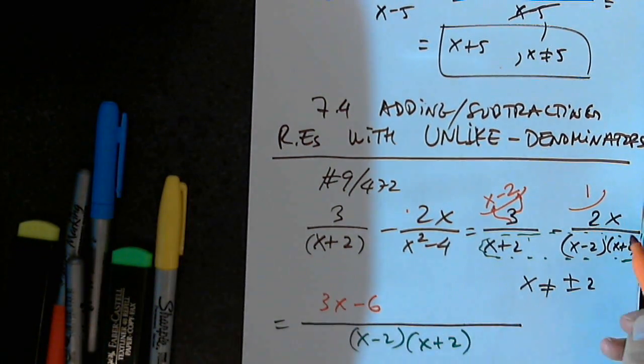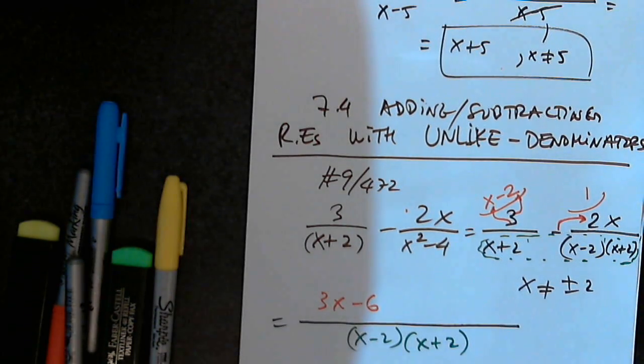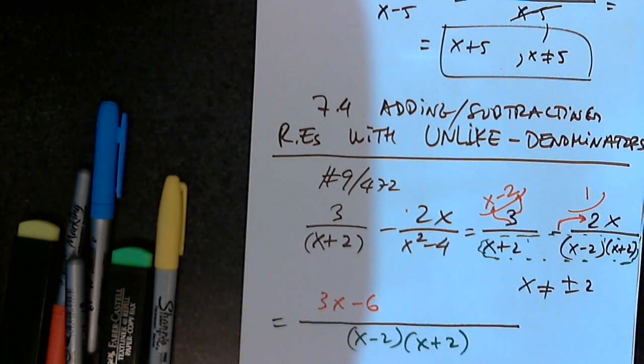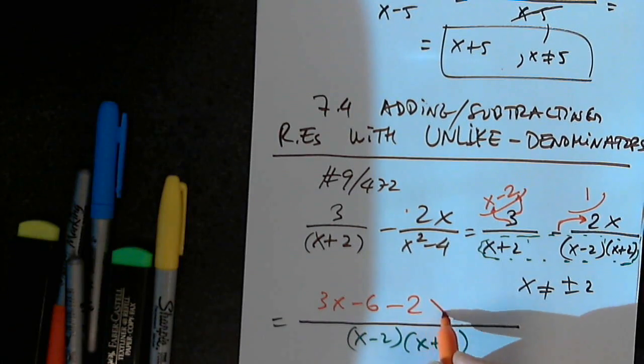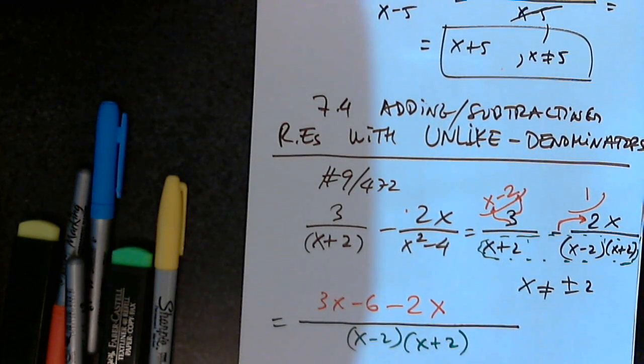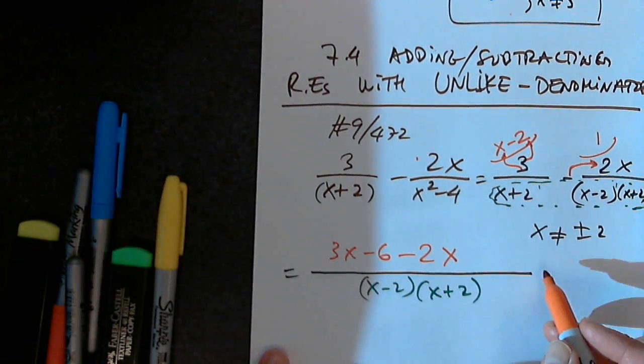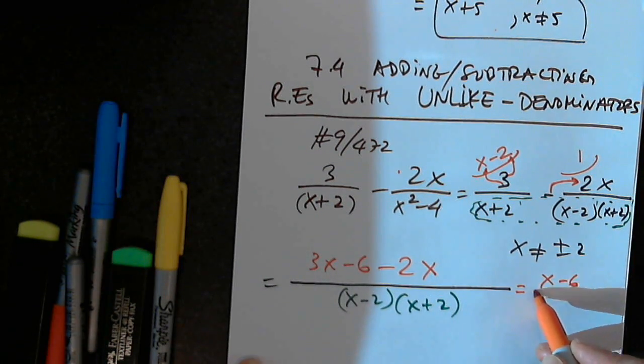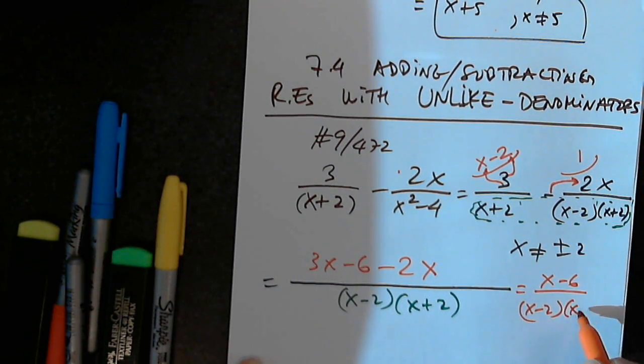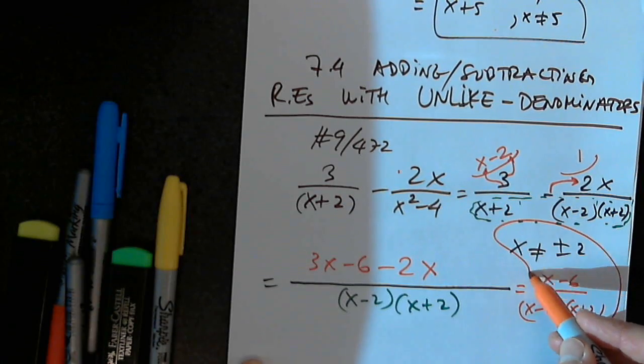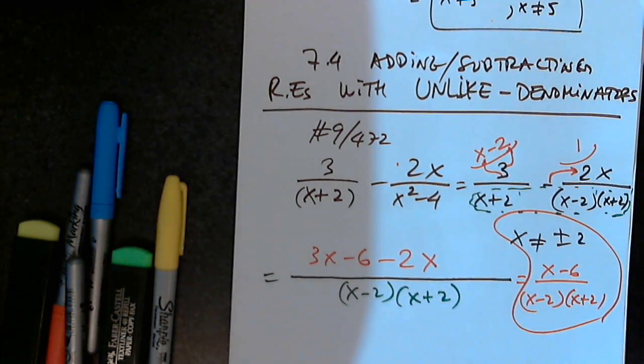3x minus 6. Careful. Minus in front of the fraction line will go to the top. And minus 2x. Now I combine like terms. So the numerator is x minus 6. The denominator is x minus 2 times x plus 2. There's nothing else I can do here. And this is the simplified form and the final answer of that subtraction of two rational expressions.